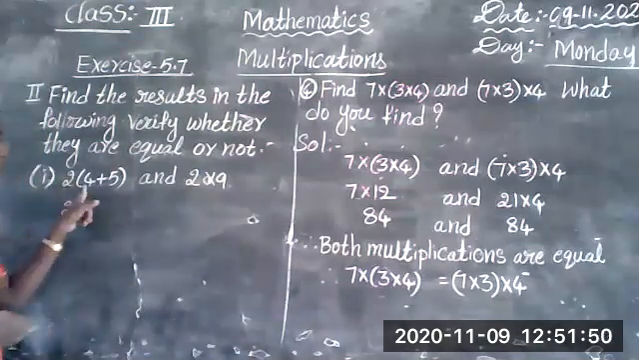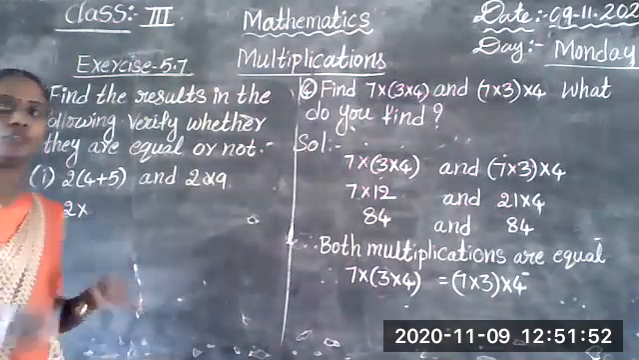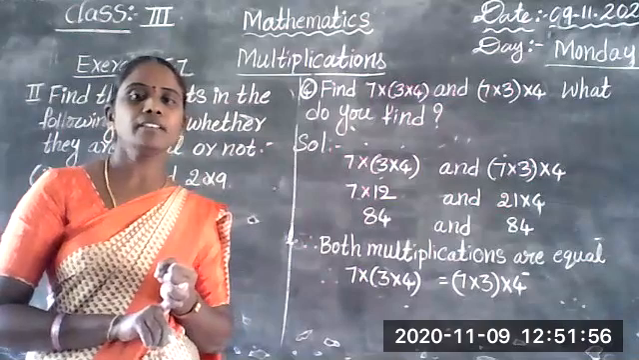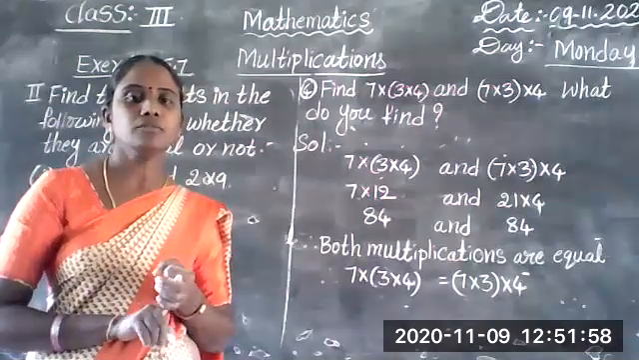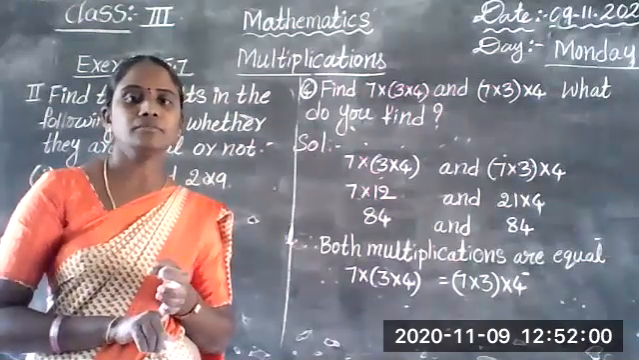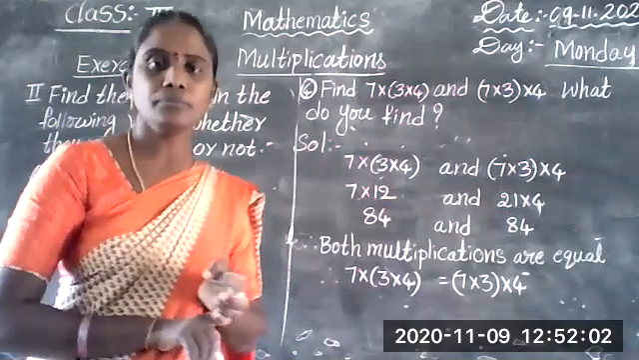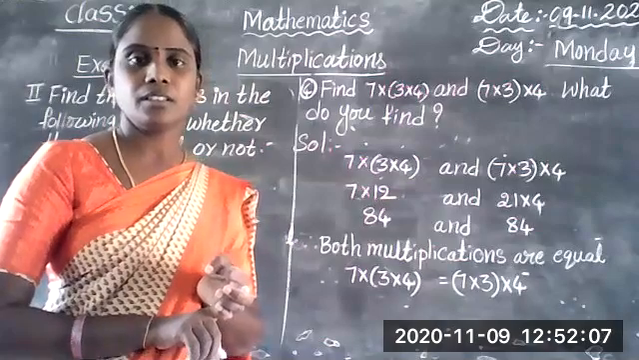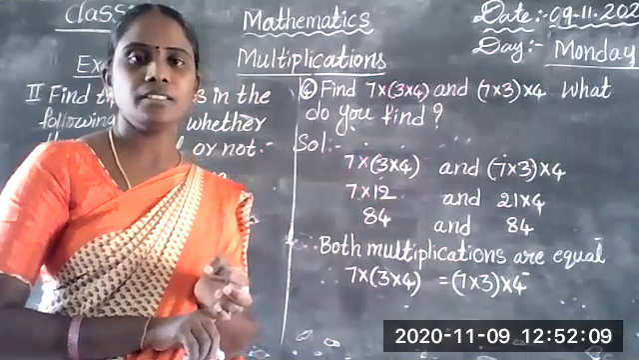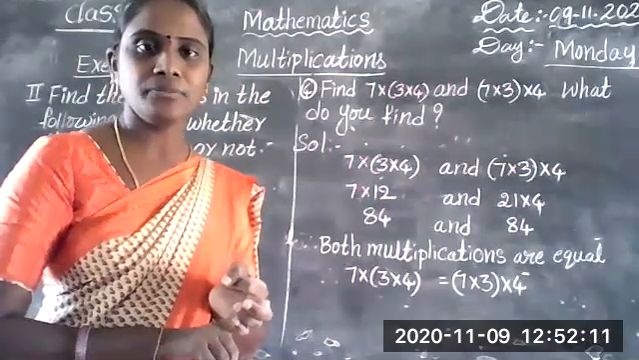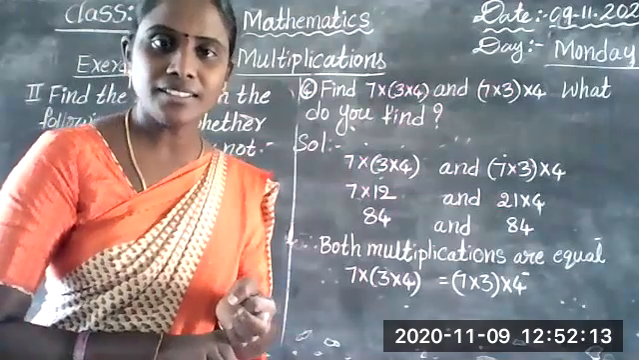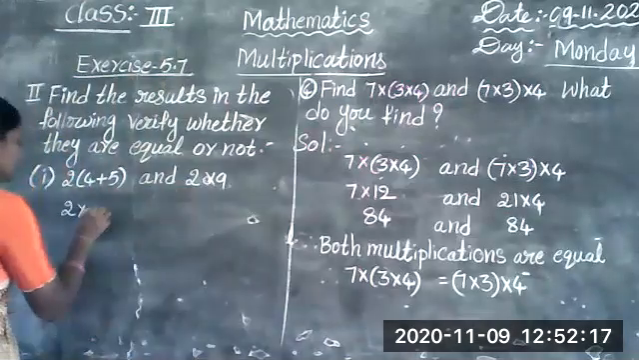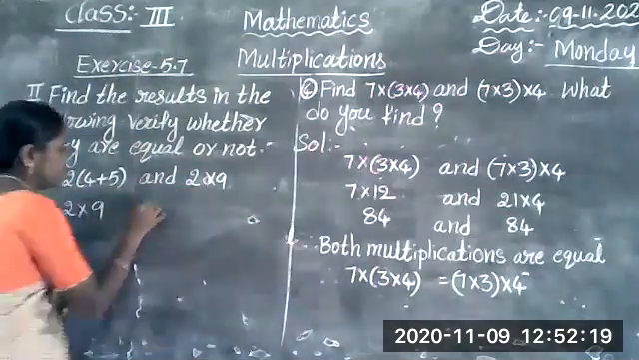2 into 4 plus 5. Add 4 and 5 and say the answer. 4 plus 5, what is the answer? Very good. Rumeza, what is the answer? 9. Very good. 9. 2 into 9.